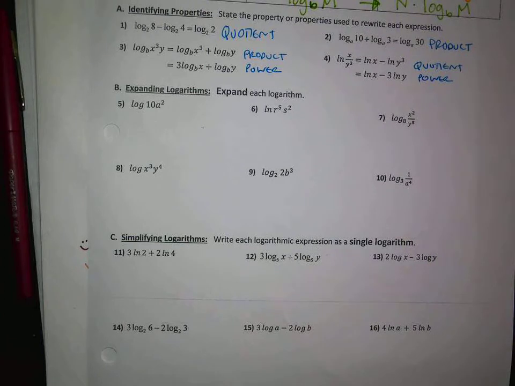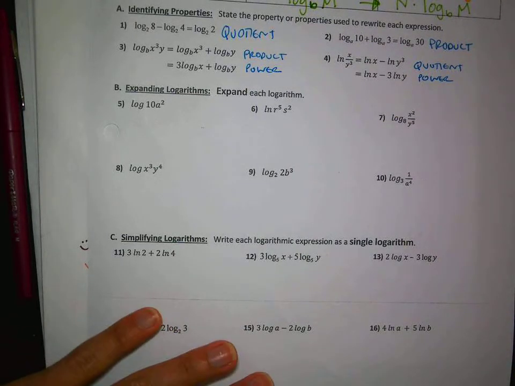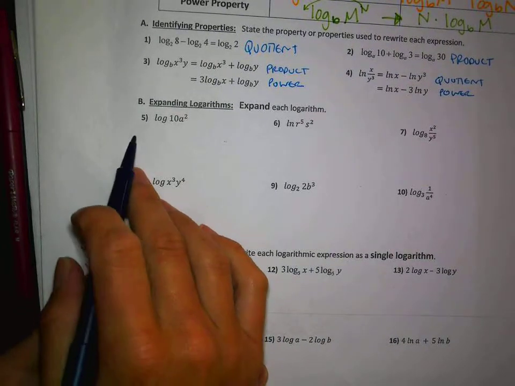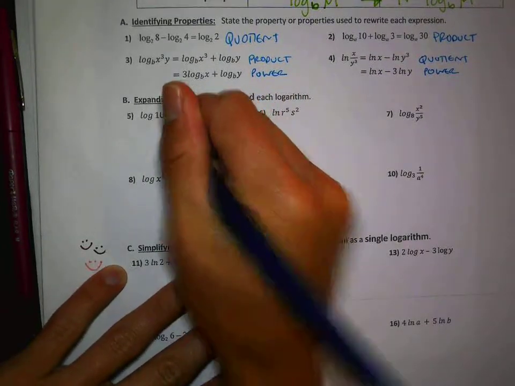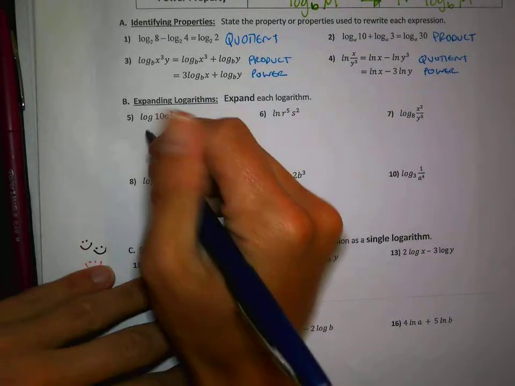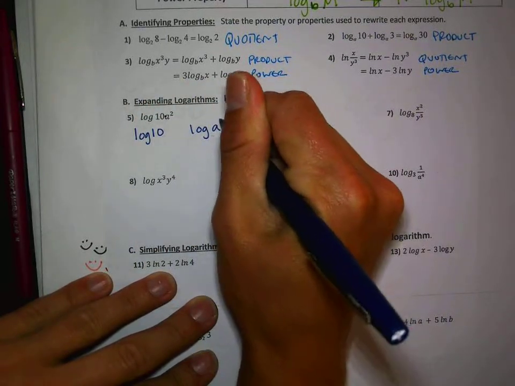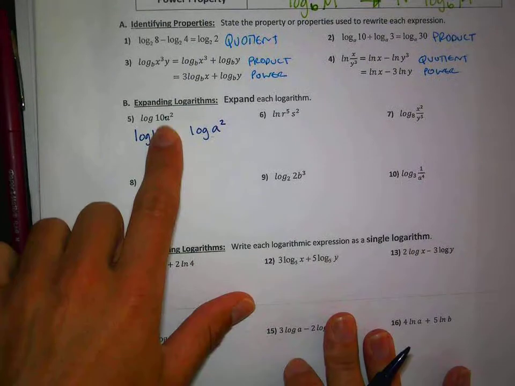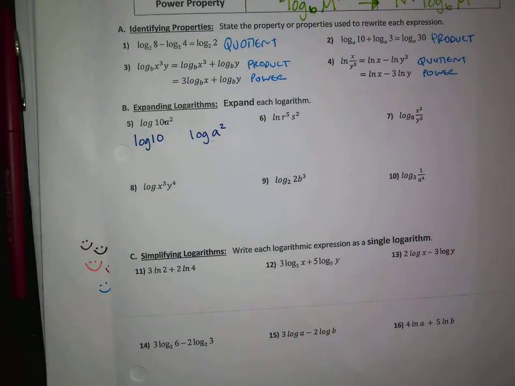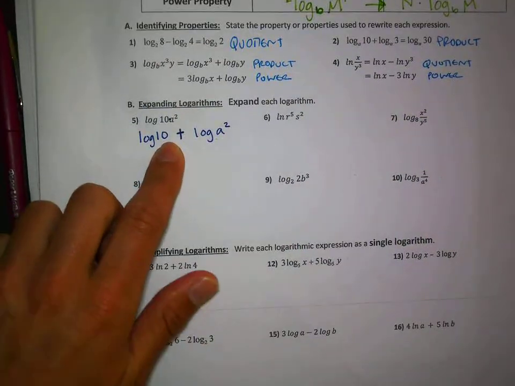All right, part B, we are expanding the logs. So we are taking the log and we are going to stretch it out. The first thing you ask yourself is anything being multiplied or divided? So I'm doing number 5. No, not yet. Kind of. What? 10 and a are being multiplied, right? 10 times a squared. So I can split up this 10 and I can split up the a squared. And so since they are being multiplied here, I'm going to split up and give them each a log, and so it'll be adding because it's the product property.